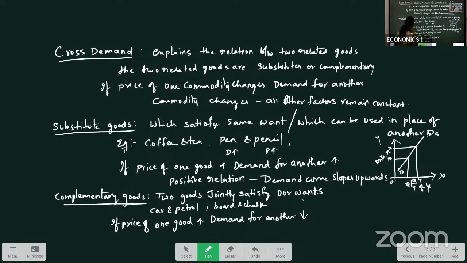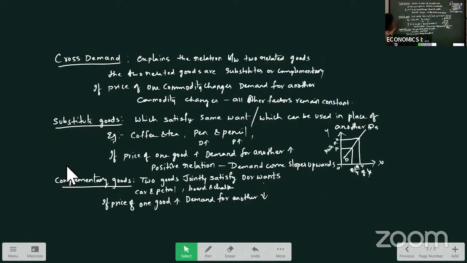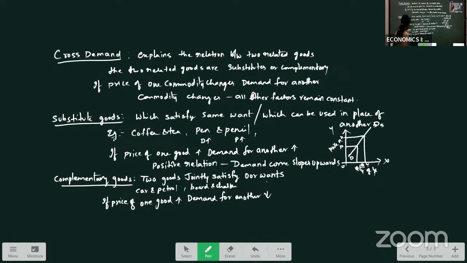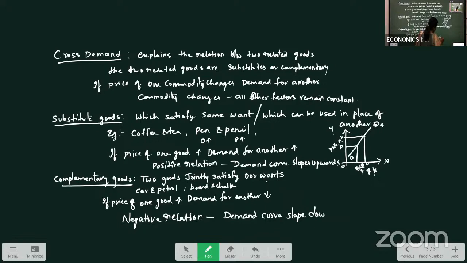In this case, what are we having? In case of complementary goods, there is a negative relation. When there is a negative relation, the demand curve slopes downwards. So how is our demand curve here?